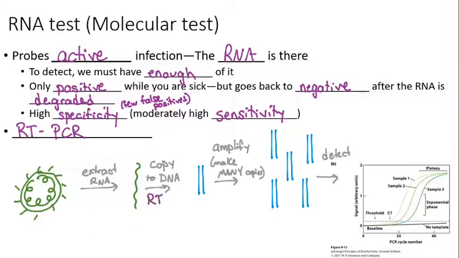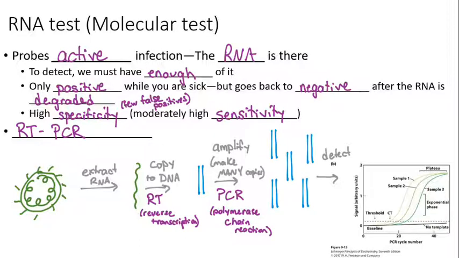So this RT-PCR comes from these 2 copying and amplifying steps. The copying is RT. This is reverse transcription. It's the reverse of transcription. Transcription makes RNA. Here we are making DNA. And then PCR stands for polymerase chain reaction. This is an enzymatic reaction that faithfully copies the double-stranded DNA.